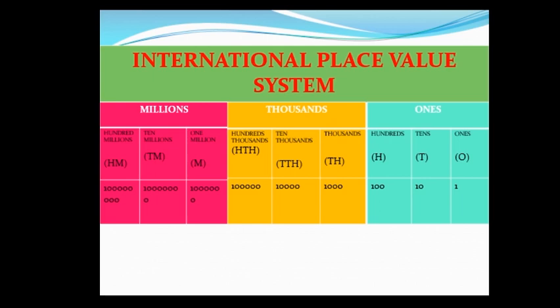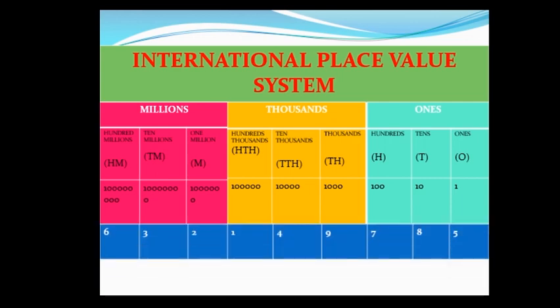Now how can we read in the international place value system? So one example is here: 632,149,785.